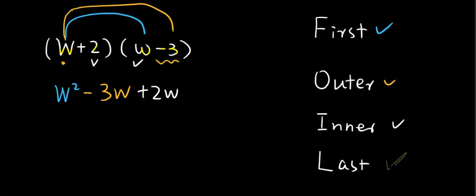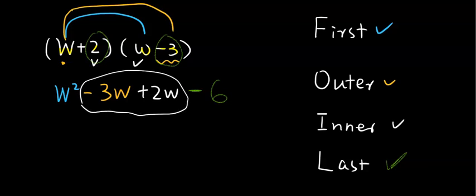Last one, I'm going to use last. Last is 2 and a negative 3. That gives us negative 6. Now, we're going to combine like terms, just like when we almost finished the table method. We combine like terms here. Okay, this is how we use FOIL method.